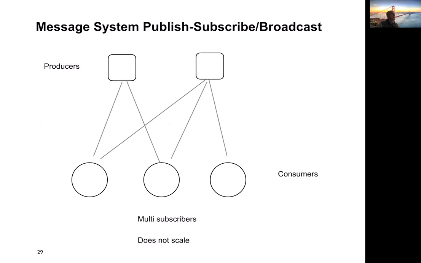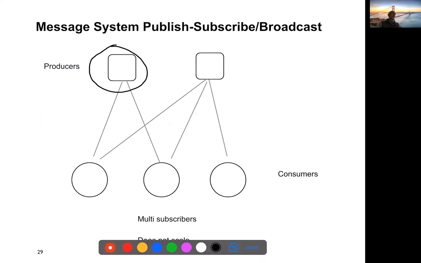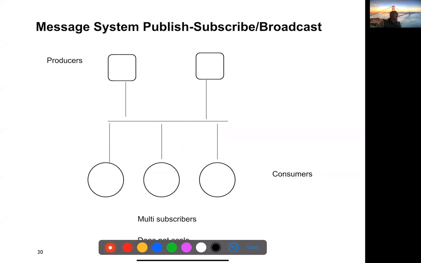Another system we can use, and we see this a lot in applications, is a publish-subscribe system, where when the producer produces something, it's going to broadcast that to all listeners. And then different consumers can listen to different producers. That allows multiple subscribers to get the same data as everyone else, but it doesn't scale very well because you're broadcasting over and over again.